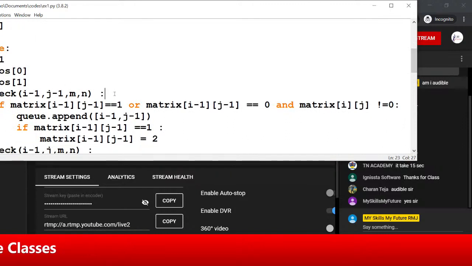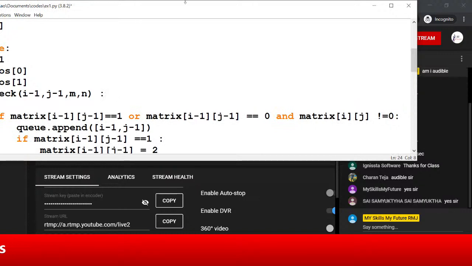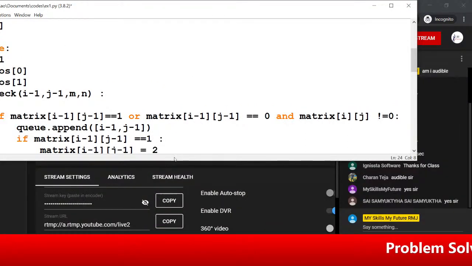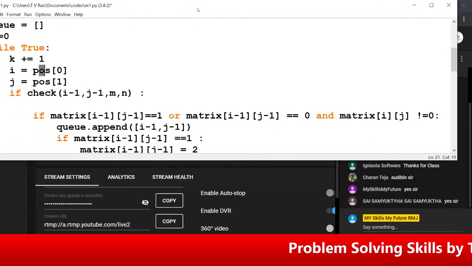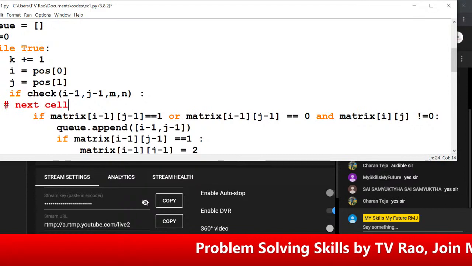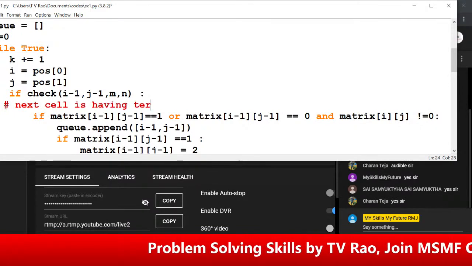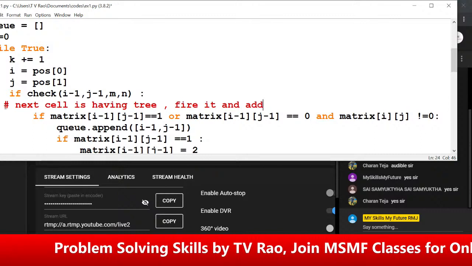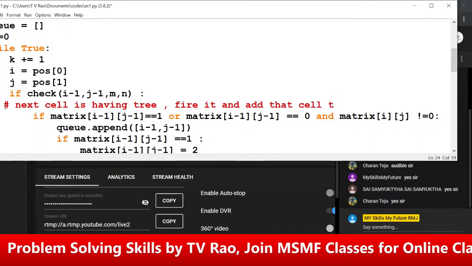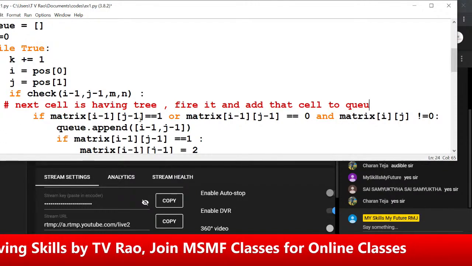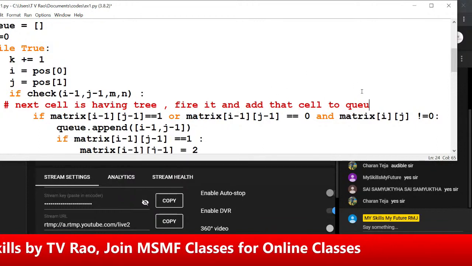So the logic used was, I'll explain the logic. If next cell is having tree, fire it and add that cell to Q. This is that. If next cell is having a tree, fire it and add it to Q.